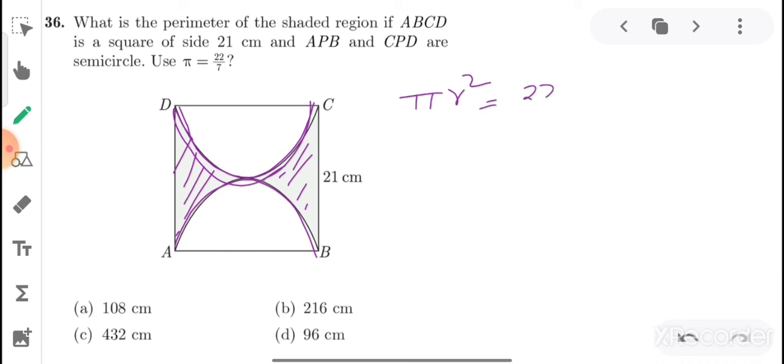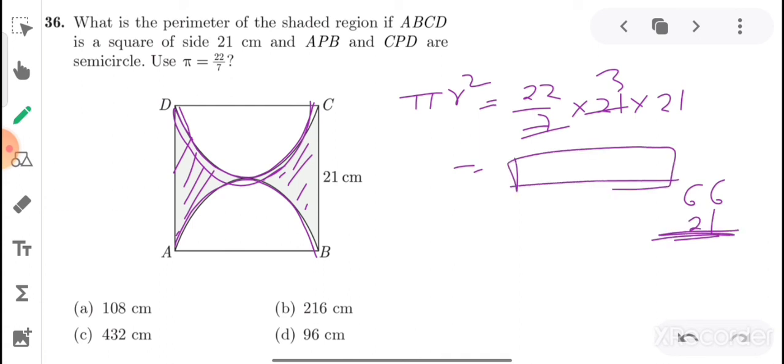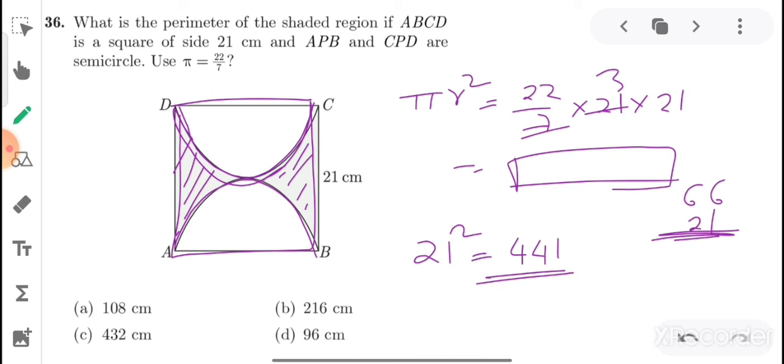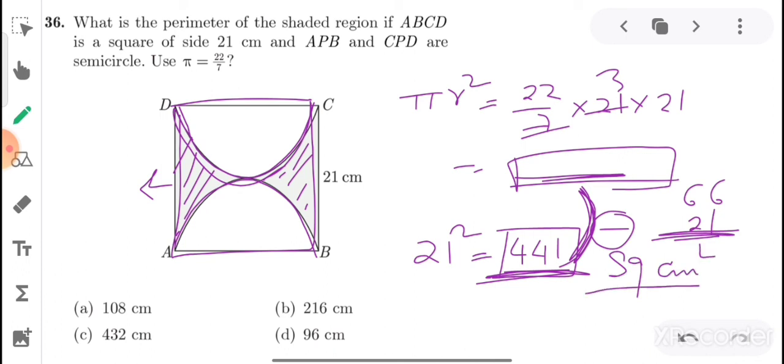Then 22 by 7 into 21 into 21, just take the value, and we know the area of the square is 21 square, that will be 441. We have to subtract these values, then we get the area of the shaded region. Just calculate this value and subtract from 441 square centimeter, then we get the area of the shaded region.